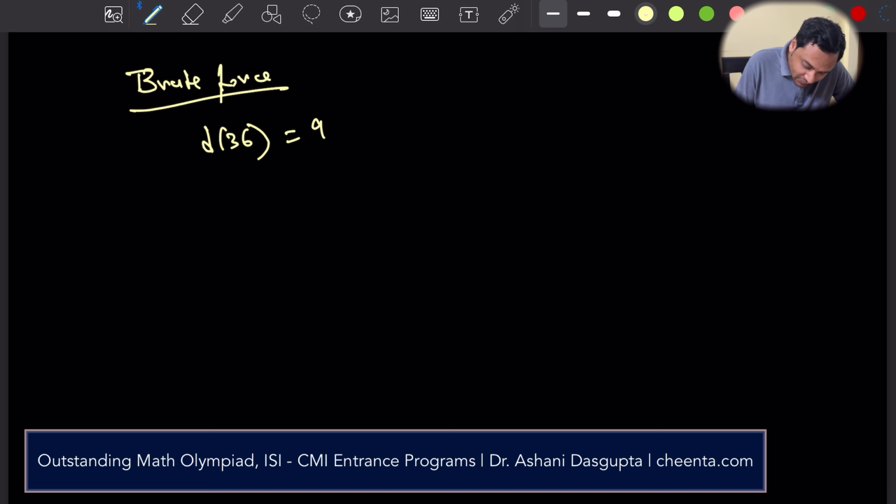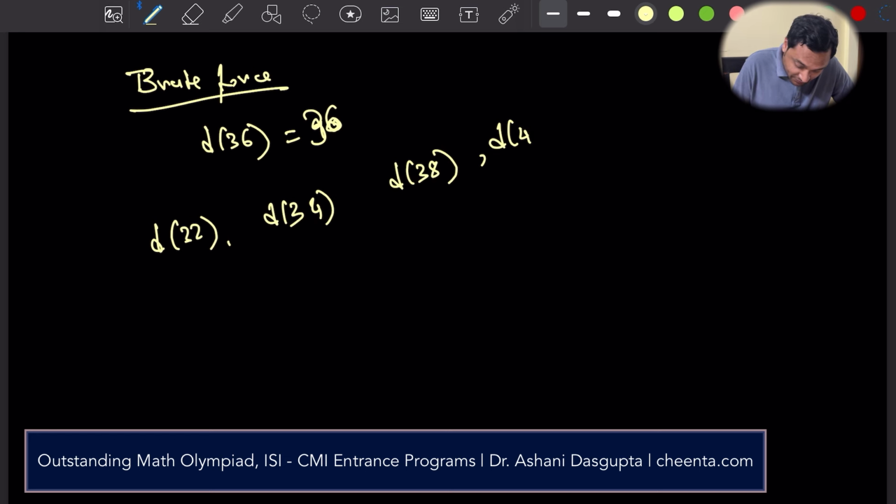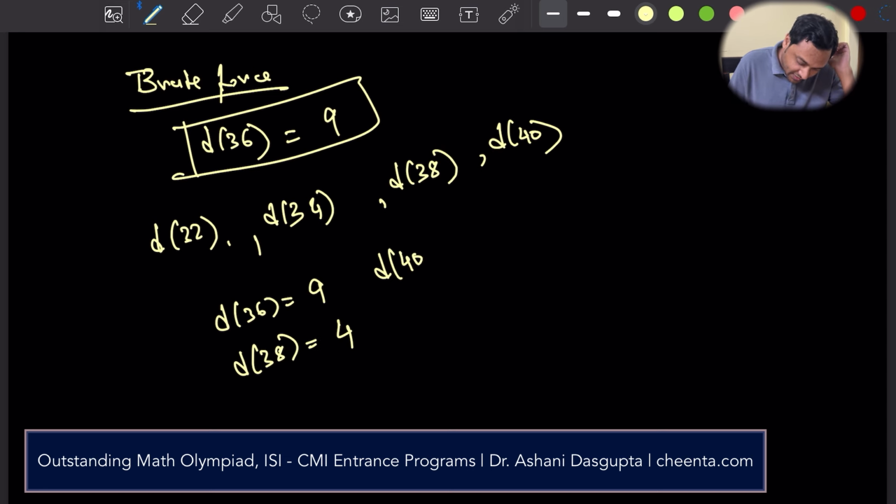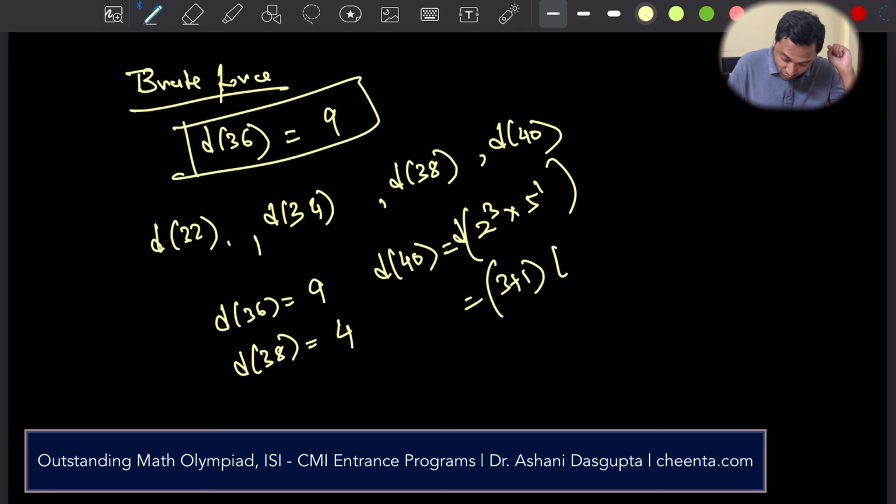So if you check d of 32, d of 34, d of 38, and d of 40, that is two numbers above 36, two numbers below 36 at the gap of 2, then you will see that d of 36 is 9, d of 38 is 4, and d of 40, well, 40 is 2 cubed times 5 to the power 1, that is 3 plus 1 times 1 plus 1, so that's 8.